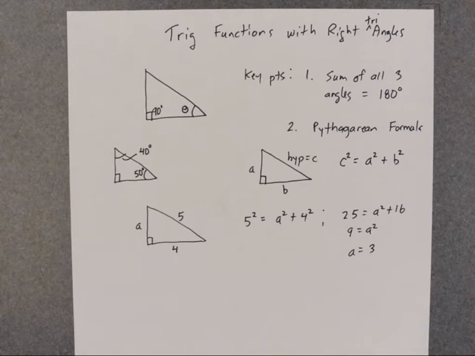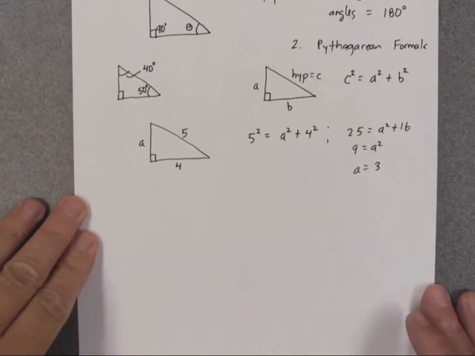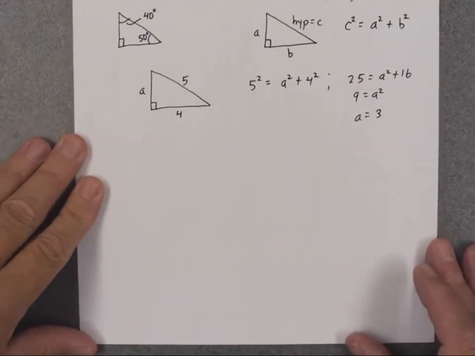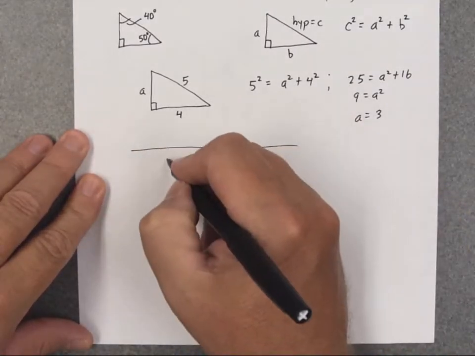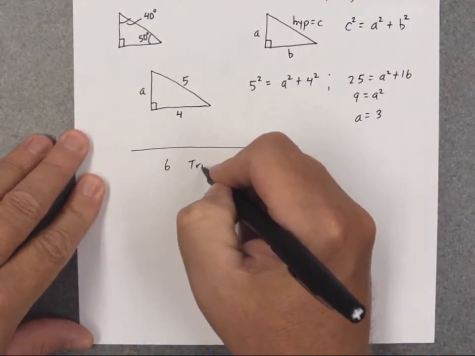So those are two facts about right triangles that we're going to use a lot as we begin to define and look at trig functions. So let's actually start thinking about these trig functions. There are actually 6 trig functions.